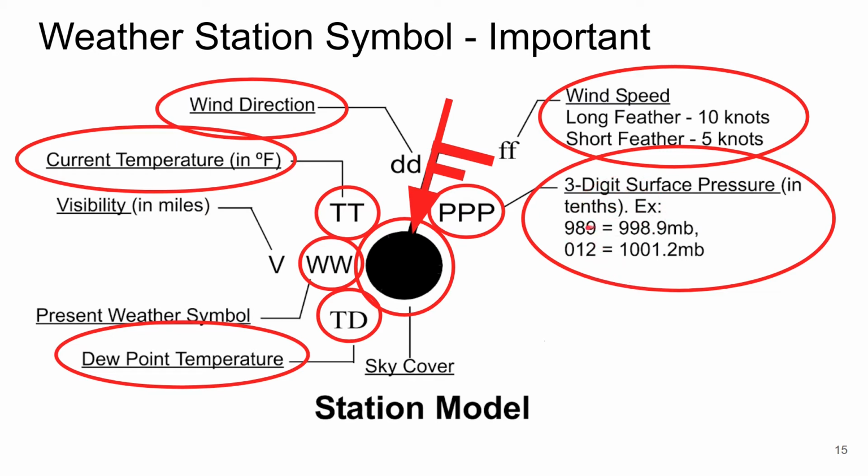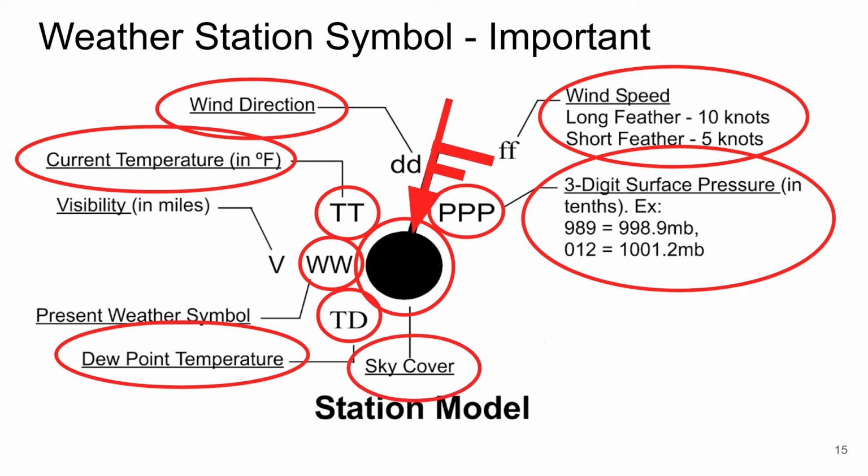I will go on and on and on in just a bit about how to decode it, but I would come back here. So they only give you the last 3 digits. So if it's reported as 989, the air pressure really is 998.9 millibars. And those last 3, 012, is really 1001.2 millibars. And like I said, I'll go over that.